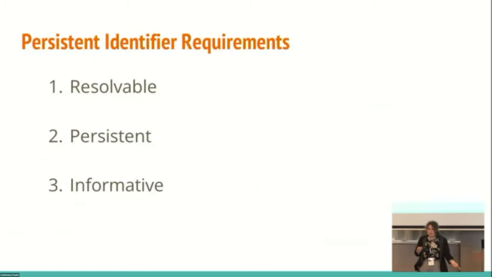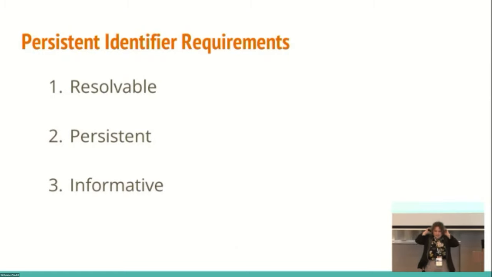We want them to be resolvable. This means that the PID constantly needs to point to the correct location of the digital object. It also needs to be, unsurprisingly, persistent. If our digital object moves, the PID record needs to be updated to point to the new location. If the digital object is deleted, then that PID record cannot be deleted. Instead, it needs to be updated to point to a tombstone record which describes what happened to the resource.